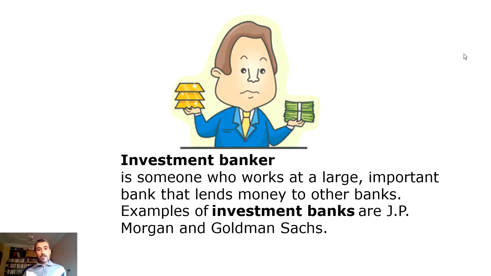One very important position or job is the investment banker. This is someone who works at a large, important bank and lends money to other banks. It's a person who lends money to the banks. It's a very rich person. Examples of investment bankers in the world, not in America, we call it just J.P. Morgan and Goldman Sachs, or Sachs. It depends on the pronunciation.